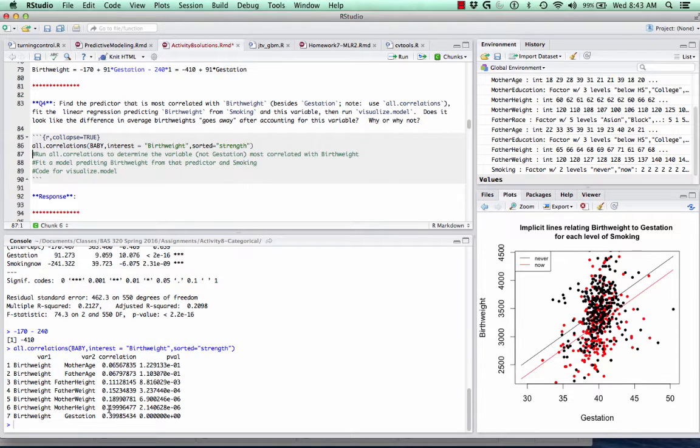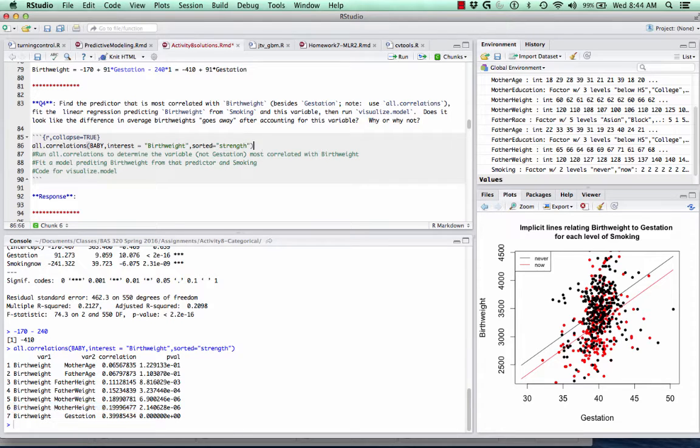All right, so it goes from weakest at the top down to strongest at the bottom. Gestation is the variable that's most highly correlated with birth weight. The second most highly correlated variable is mother weight, or mother height. So let's do an investigation with this.